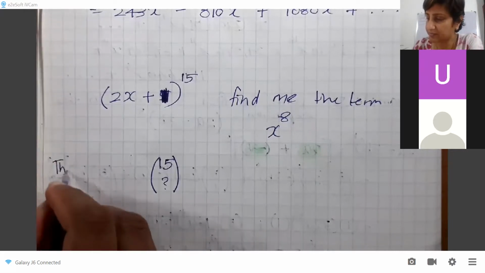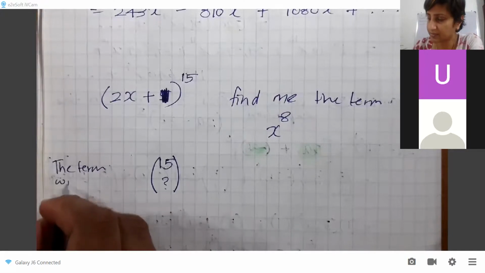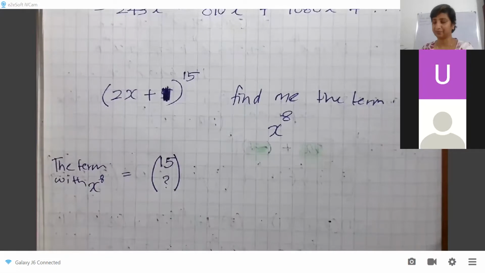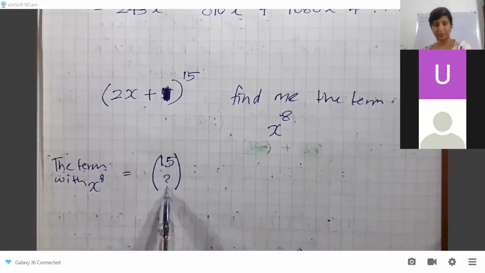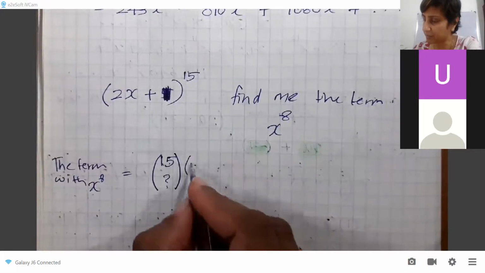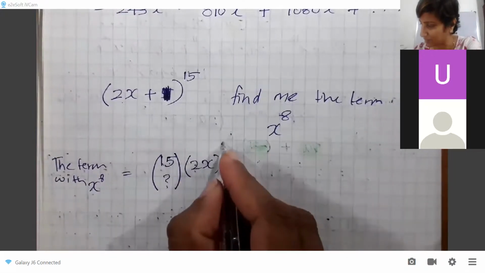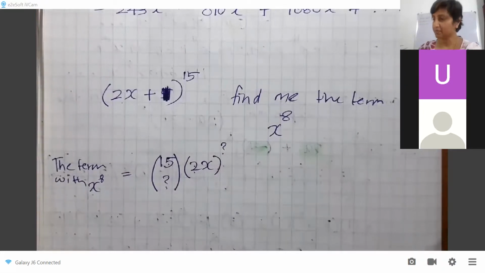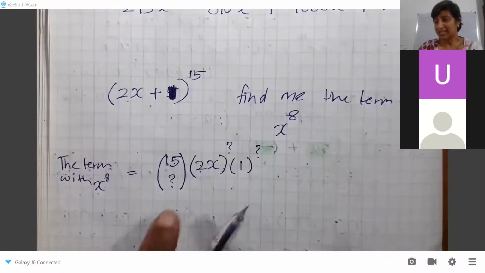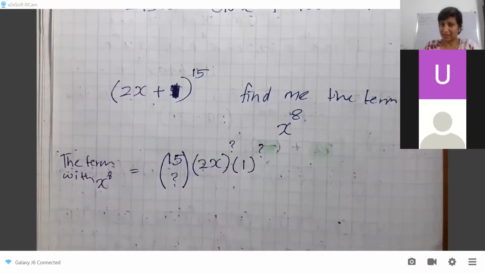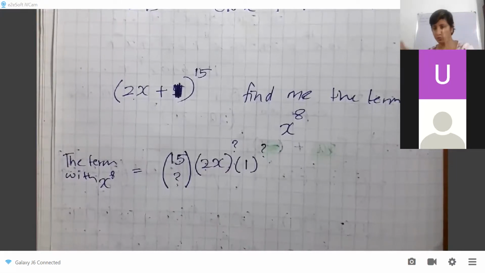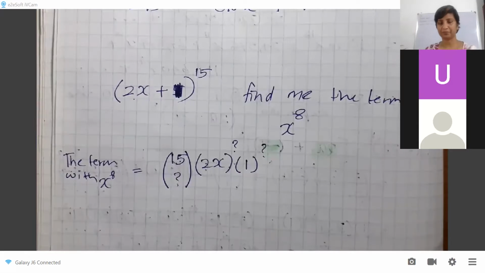So what am I trying to write? The term with x to the power of 8. The term that has x to the power of 8 in it. Only that term. 15 something, I don't know yet what that is. But then it will have a power of 2x, I don't know what that is yet. And it should have a power of 1, I don't know what that is yet. Doesn't this represent any term in this expansion? Any term in this expansion has this part: 15 some number, 2x to some power, 1 to some power.